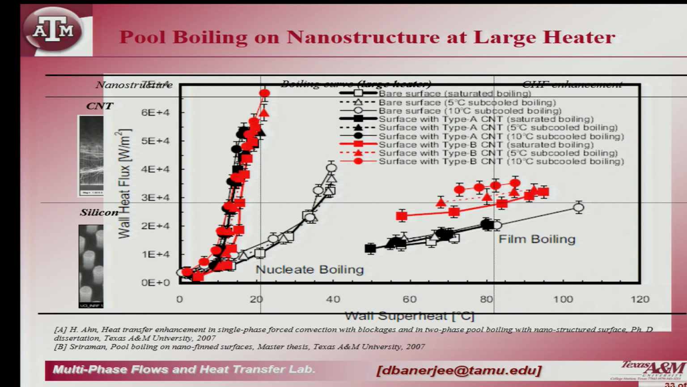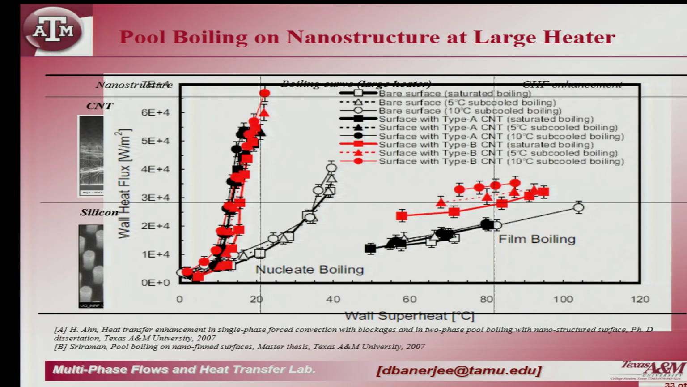this is my bare silicon wafer without any carbon nanotube. This is my silicon wafer with carbon nanotube. The red is 25 microns, the black is 10 microns, and their CHF is about the same. The higher thickness probably gives you about 20% higher CHF, okay, marginally higher. So, in other words, as I keep increasing the thickness of my carbon nanotube, I get higher and higher CHF, but the incremental increase in CHF is not that significant, only about 10 to 20%.